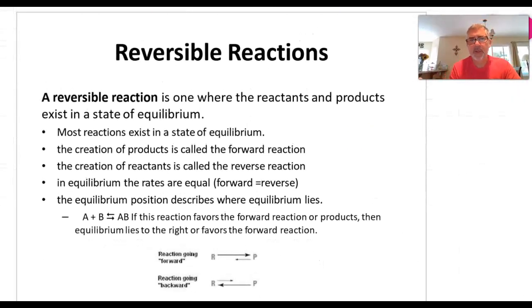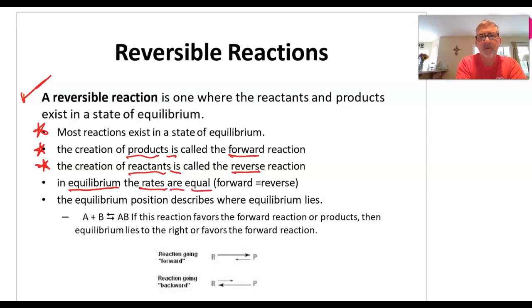So we talked a little bit about reversible reactions. Reversible reactions, when there's reactants and products, exist in a state of equilibrium. Most reactions are this way. Most reactions aren't unidirectional. You don't have all your reactants make products. You have some reactants left and some products left. So we talked about the forward reaction: products is forward, reactants is reverse. And at equilibrium, the rates are equal. Forward equals reverse.